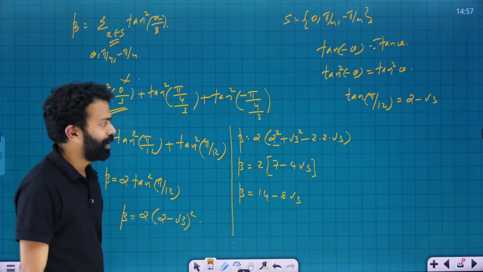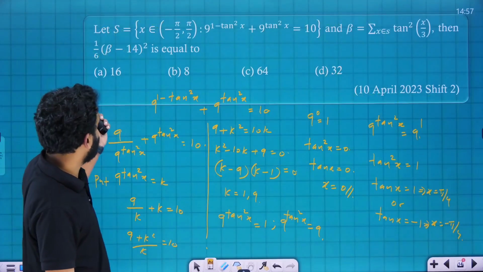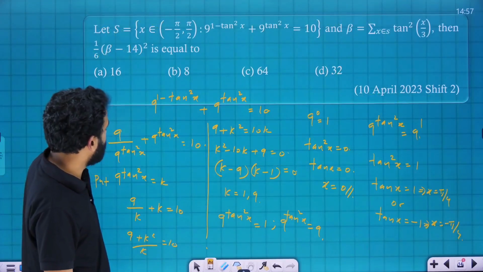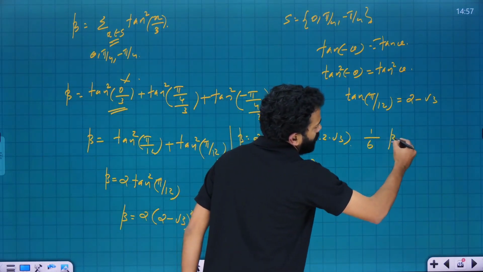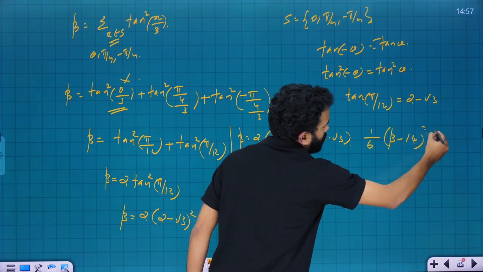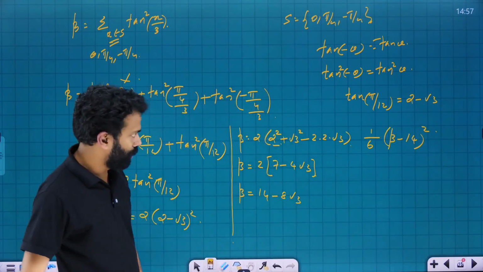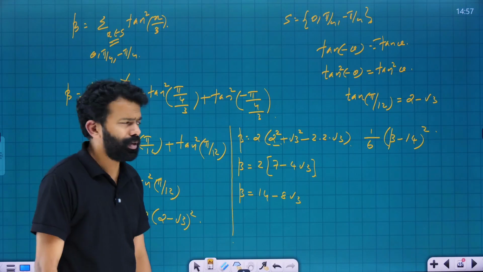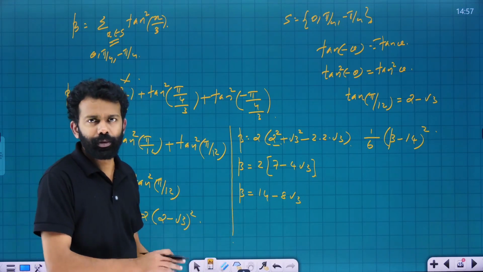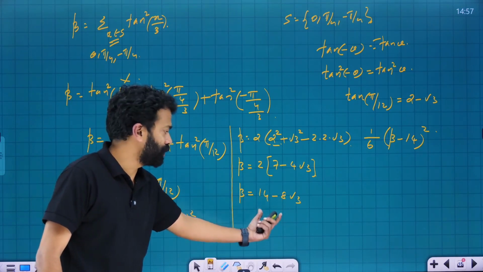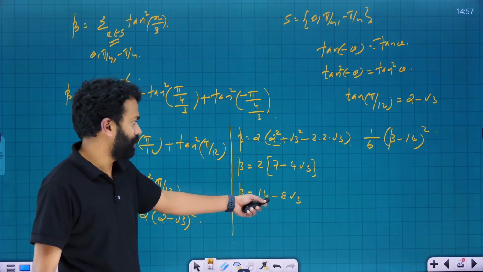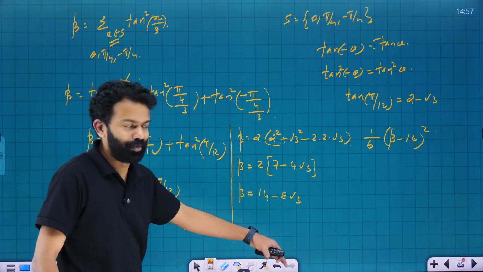Second phase over. Okay, now what we do, we need to find here 1 by 6 beta minus 14 whole square, right? That is 1 by 6 into beta minus 14 the whole square. Okay, so how are you going to do that? For that, do you need to find beta? Absolutely not. Okay, we already found the final value of beta, the reduced form which I talked about.